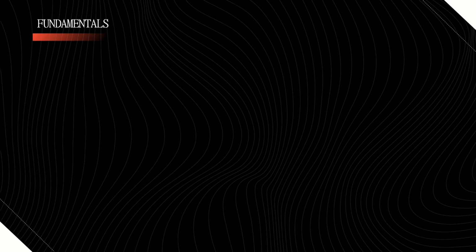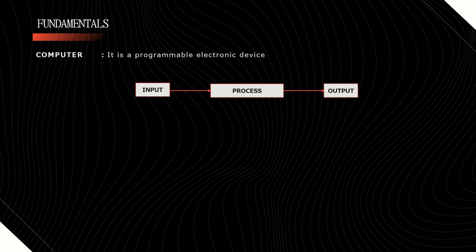Then, what is a computer? How will it work? Now I will show. Computer is a programmable electronic device which helps to solve problems easily. The working of the computer can be done based on three steps: input, process, and output.